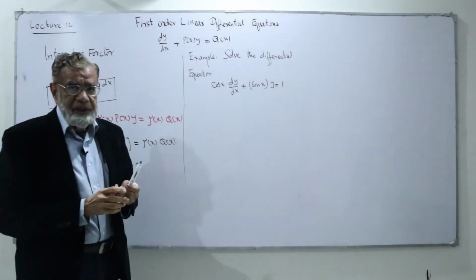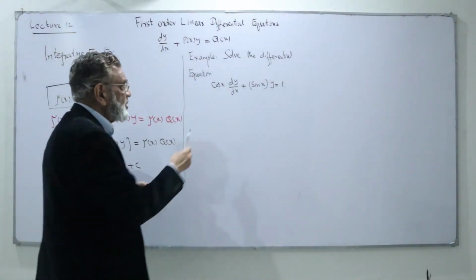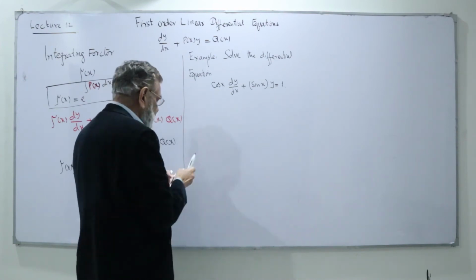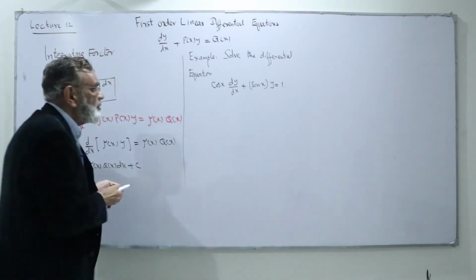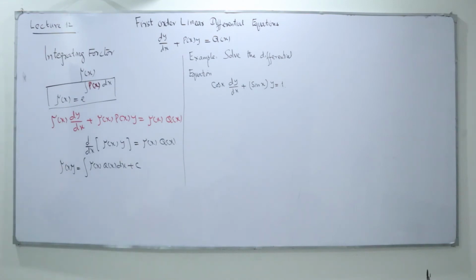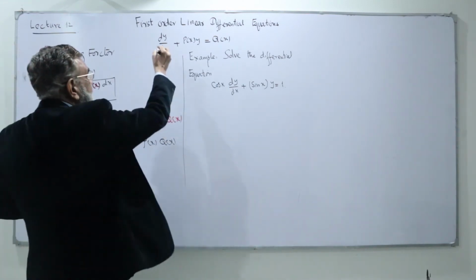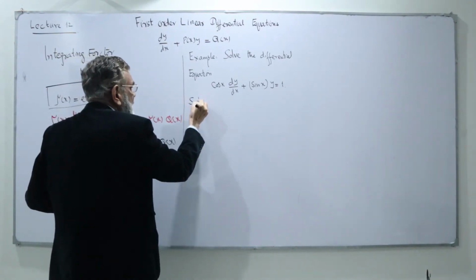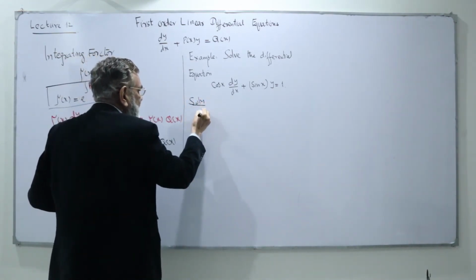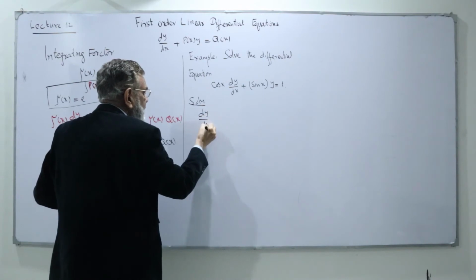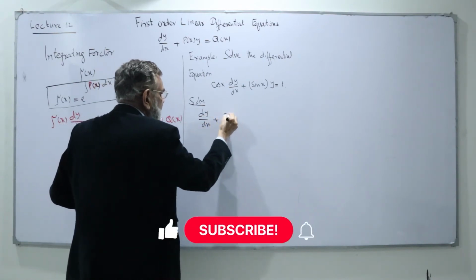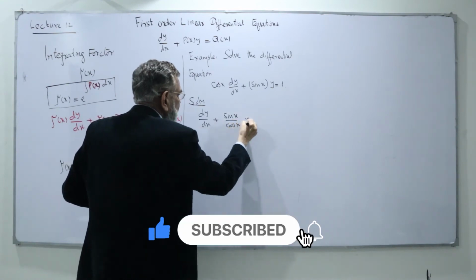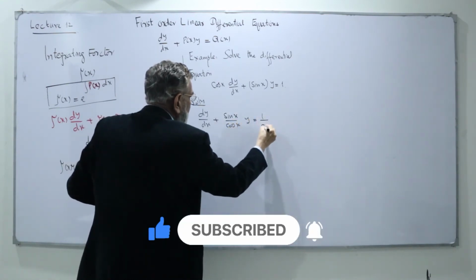We're going to solve this differential equation, which is cosine x dy by dx plus sine x into y is equal to 1. We can write it first in the standard form of the first order linear differential equation. This coefficient must be 1, so for solving it, we divide by cosine x. We get dy by dx plus sine x over cosine x into y is equal to 1 over cosine x.